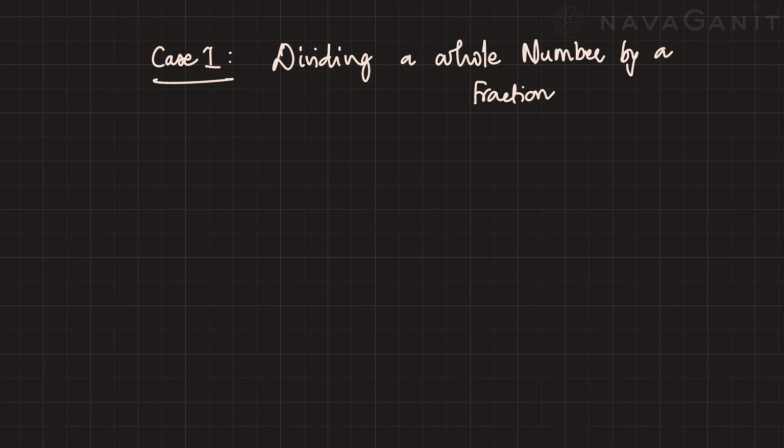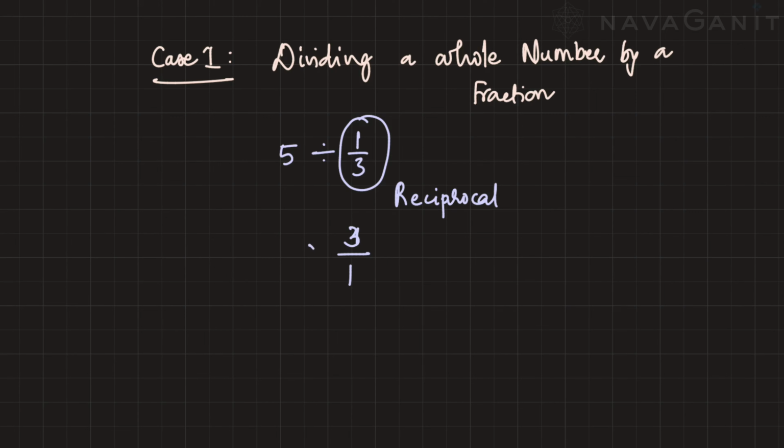Let us begin with case 1, where we are trying to divide a whole number by a fraction. Let's take an example. Say we want to do 5 divided by 1 by 3. The way we do it is we follow 3 steps. First, we take the reciprocal of the divisor. So in this case 1 by 3 is the divisor, and we take the reciprocal. What do I mean by reciprocal? I simply flip the numerator and the denominator. So instead of 1 by 3, it becomes 3 by 1, and I just need to multiply.